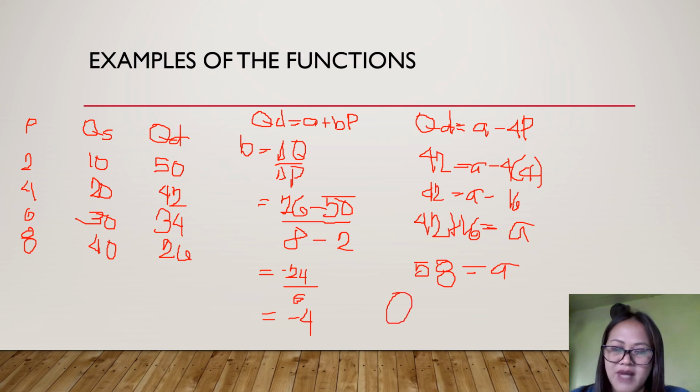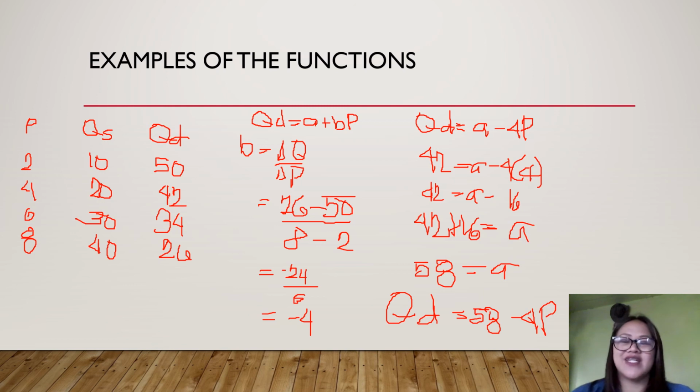So we already have the demand function, which is 58 minus 4P. Again, ano yung 58? Yan yung pinakamataas na amount na pwedeng bilhin ng isang consumer pag ang presyo ng product ay 0. Kaya nga, it is considered to be the autonomous value, or in other words, the maximum amount that you could buy. So, that's how to solve for your demand function.